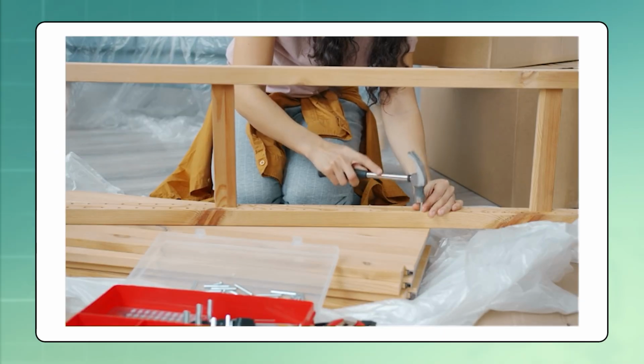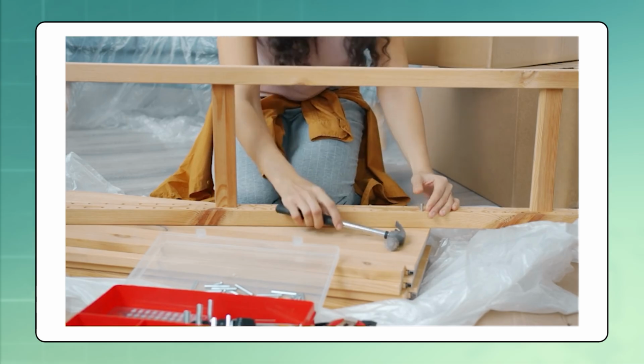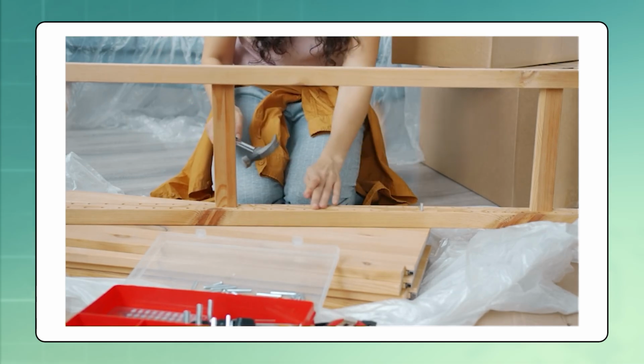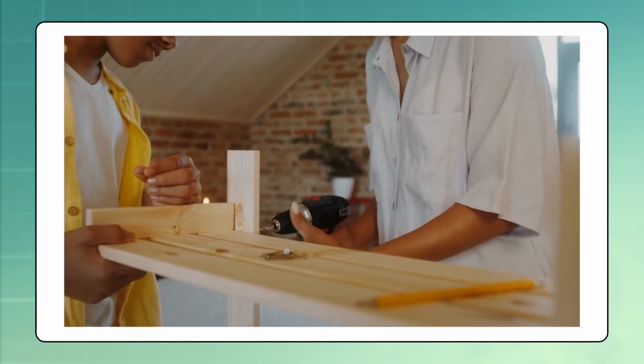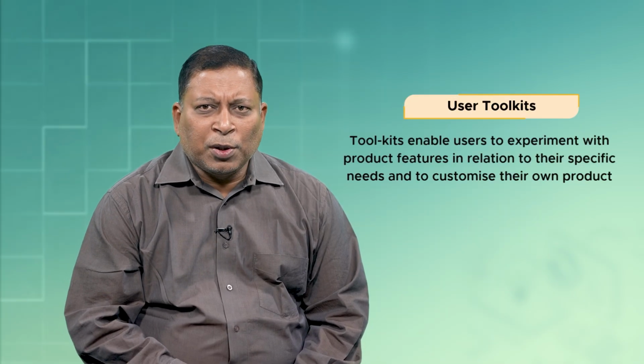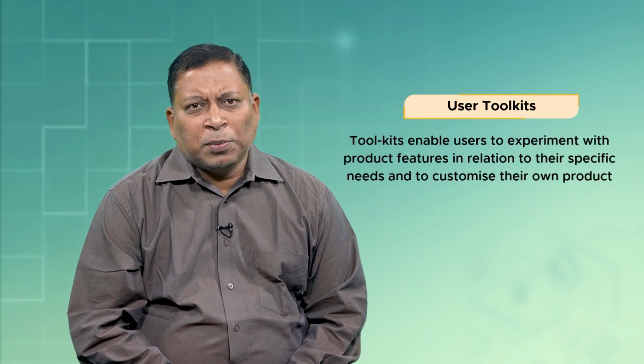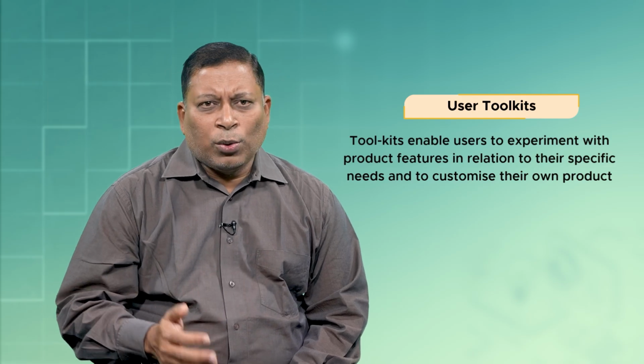One of the other ideas of getting early feedback or planning with experimenting with selections, in terms of choices, is providing user toolkits. In this model, users design their own products. Users can think of their own requirement and customize their model. So, one level of experimentation is done at the user level. Toolkits essentially enable users to experiment with product features in relation to their specific needs and customize their own product.